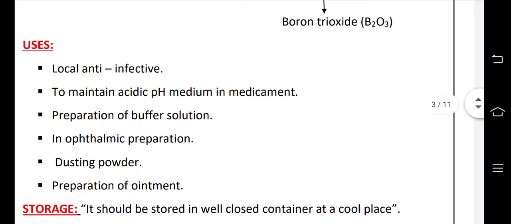So boric acid is used as a local anti-infective and to maintain acidic pH medium in medicaments, and in the preparation of buffer solution and in ophthalmic preparations. Boric acid is used as dusting powder and in the preparation of ointments. So that's all about boric acid, and storage of boric acid includes that it should be stored in a well closed container at a cool place.